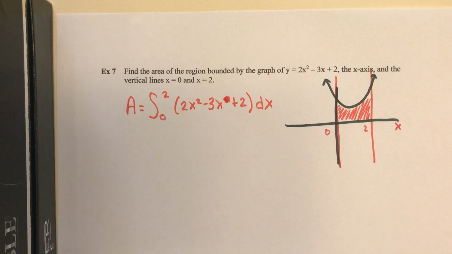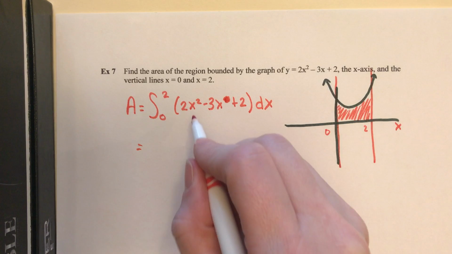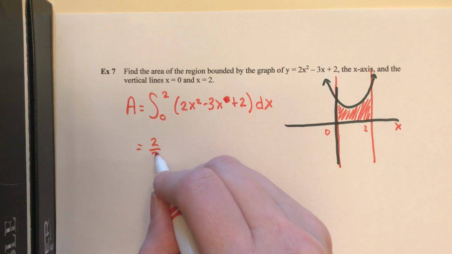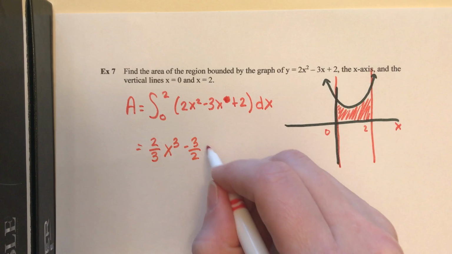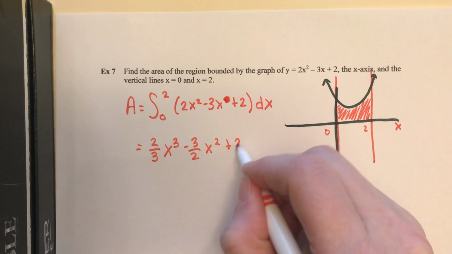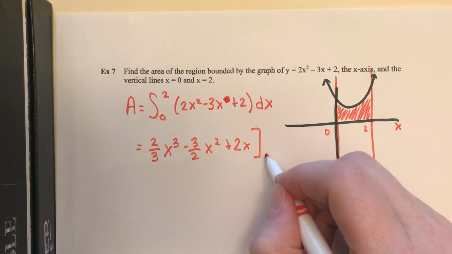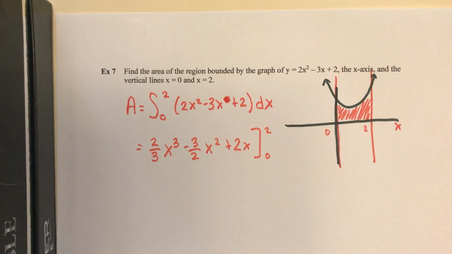Okay, so we're going to do the same thing we did for the other questions. We're going to take the integral first. So I'm going to add and divide. So that would give me 2/3 x cubed minus 3/2 x squared plus 2x, and I'm going to evaluate from 0 to 2.